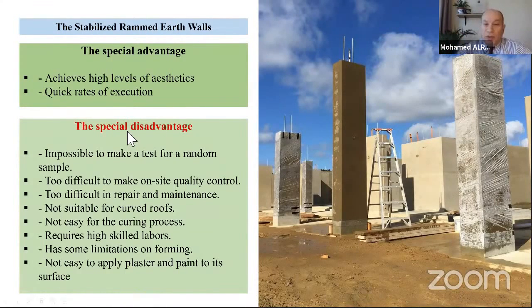And it is not easy for the curing process. As you can notice here, we have a column of rammed earth fully covered with plastic sheet. This column is produced from soil mixed with lime as a stabilizer, and lime requires a curing condition, a humid curing condition. This is why you will find big pieces of walls covered with a huge amount of plastic sheets.